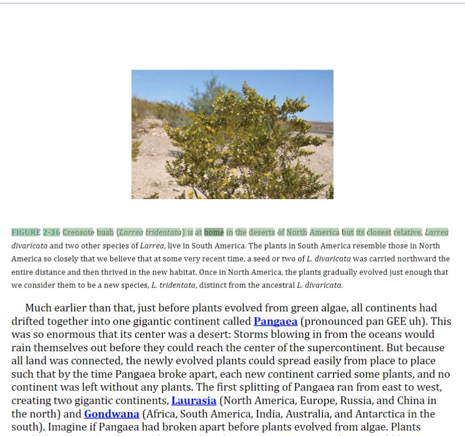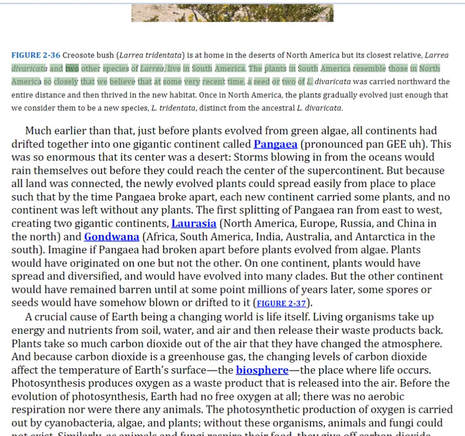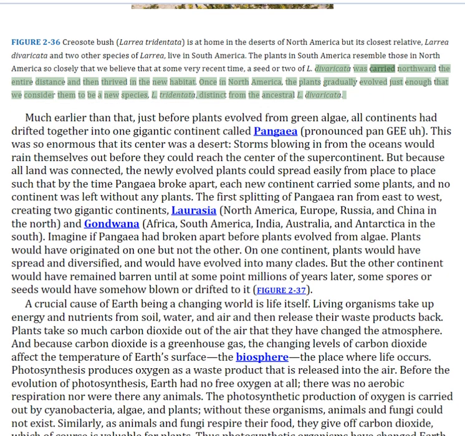Creosote bush is at home in the deserts of North America, but its closest relative, Larrea divaricata, and two other species of Larrea, live in South America. The plants in South America resemble those in North America so closely that we believe that at some very recent time, a seed or two of L. divaricata was carried northward the entire distance and then thrived in the new habitat.